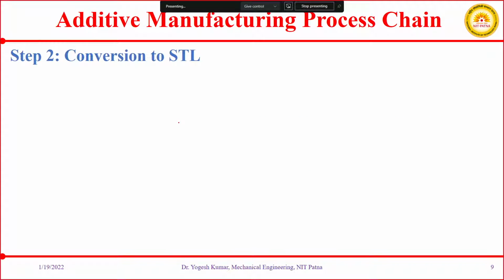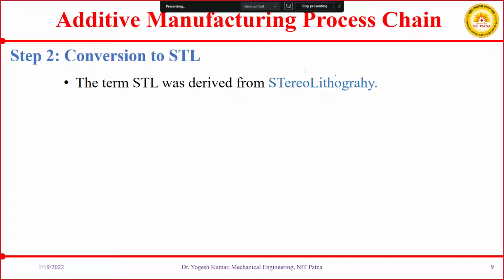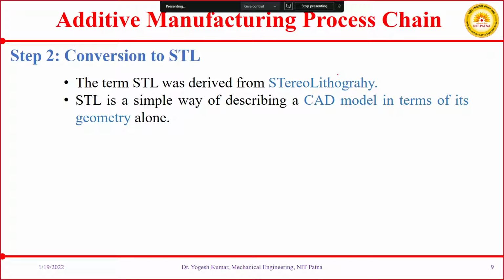Okay, then the second step, as I have told, is the conversion to STL format. STL here stands for stereolithography. Not most, almost all the 3D CAD modeling software have this facility, that you can create an STL file of your model. In some software you have the option to export as STL or save as STL. You have multiple options depending upon the solid modeling software you are using.